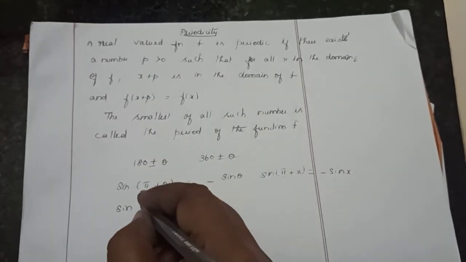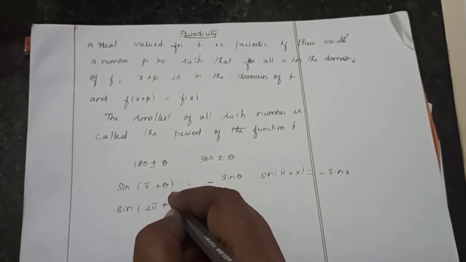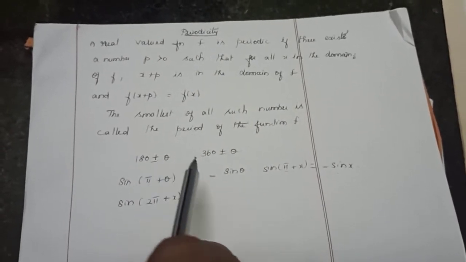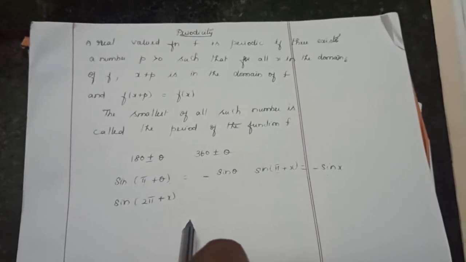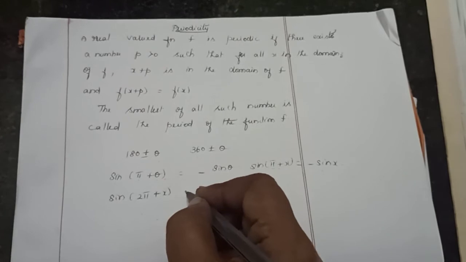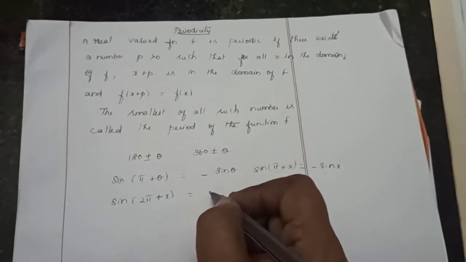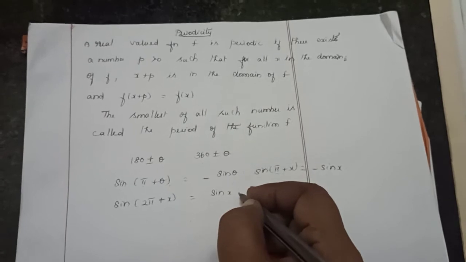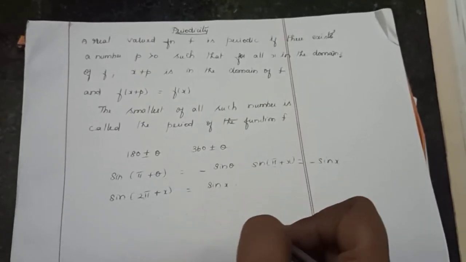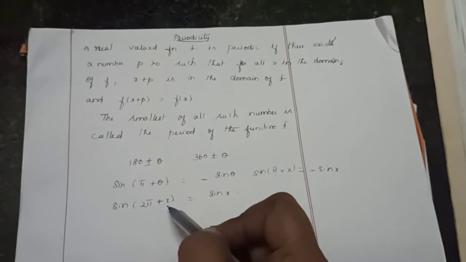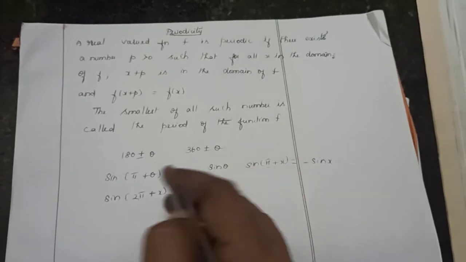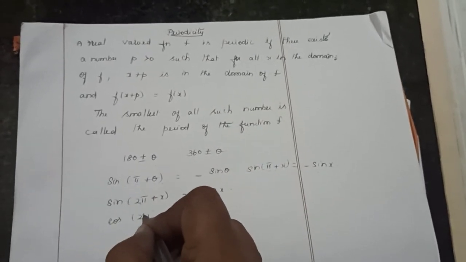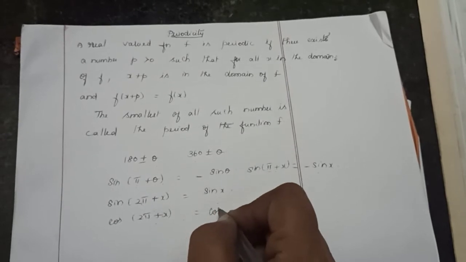2 pi means 360 degree. So, sin 2 pi plus x. Why we are taking 360 and 180? You must know, children, because with 180 and 360, trigonometrical ratio will not change. But with 90 and 270, the trigonometrical ratio will change. So, sin 2 pi plus x will be sin x. And this will complete a full rotation 360 degree, and it goes to the first quadrant. So, first quadrant, all the trigonometrical ratios are positive. In the same way, cos 2 pi plus x is also cos x.